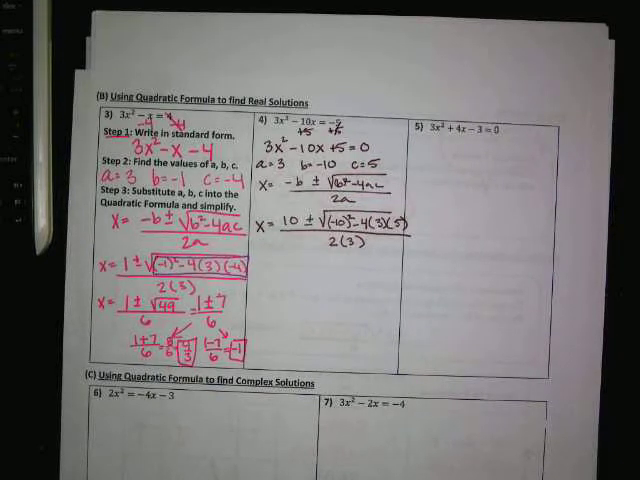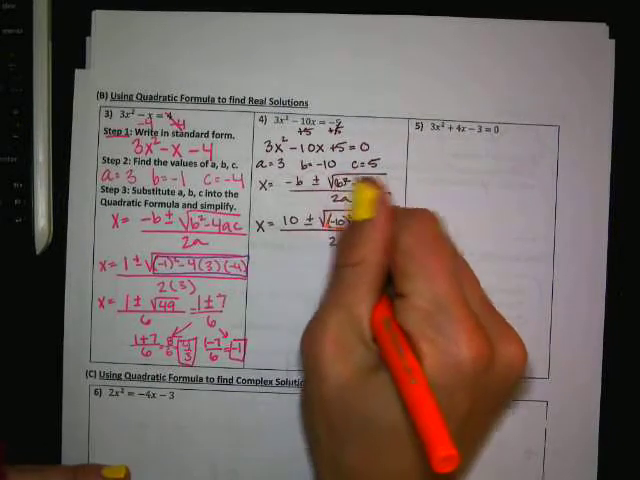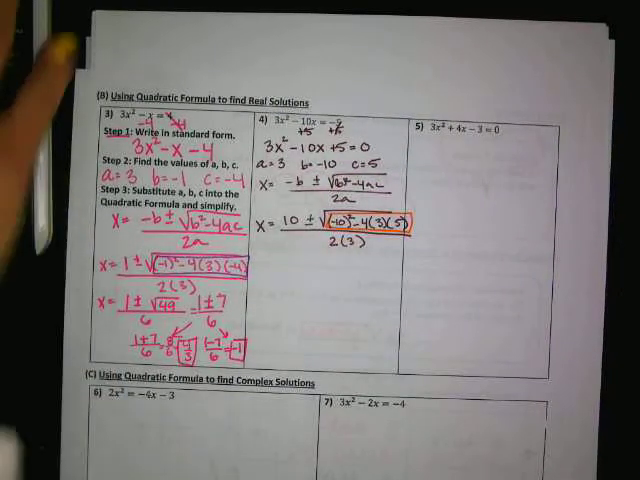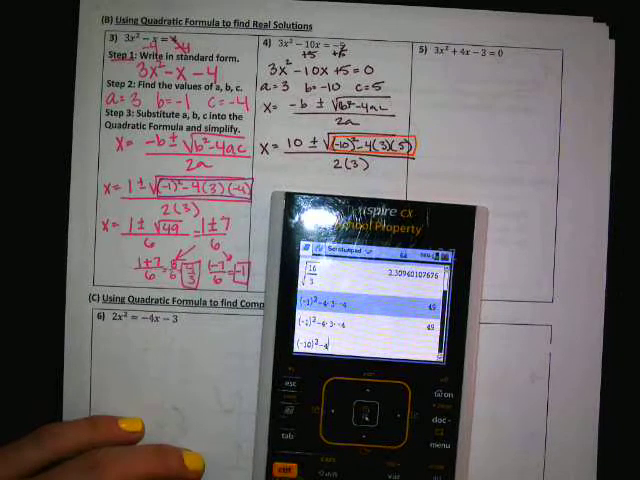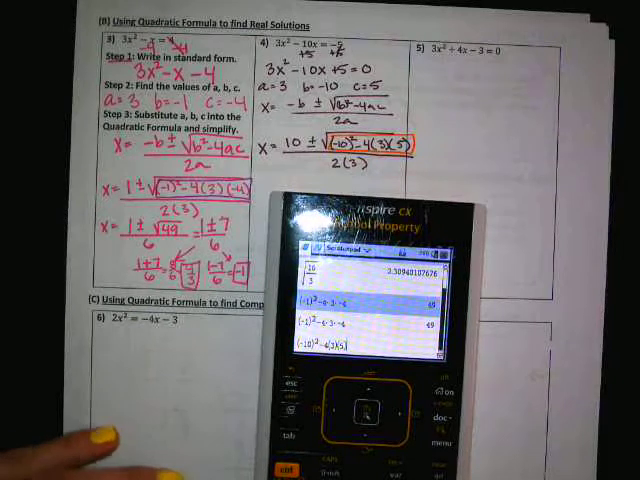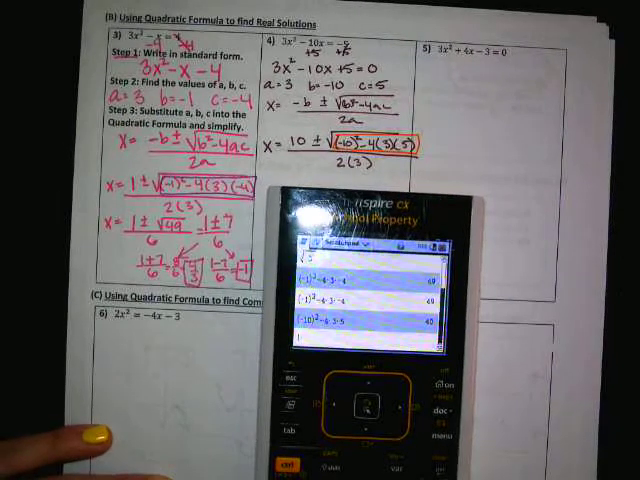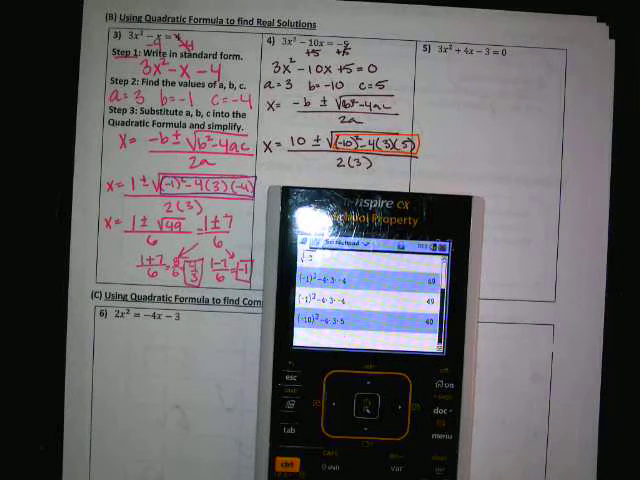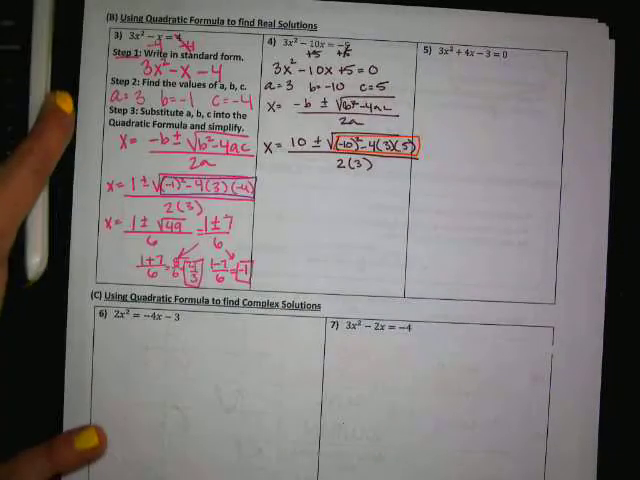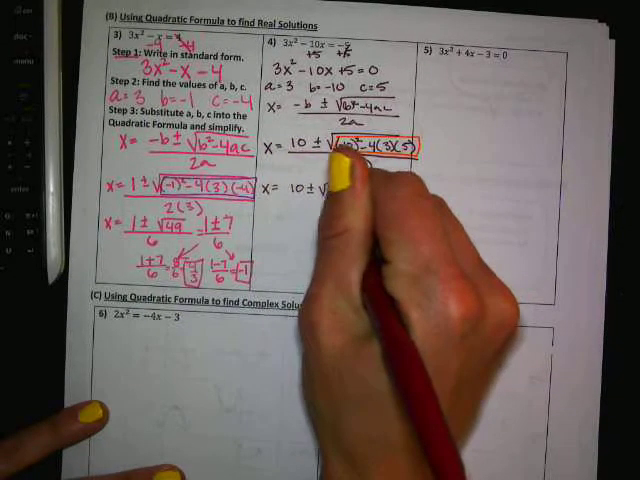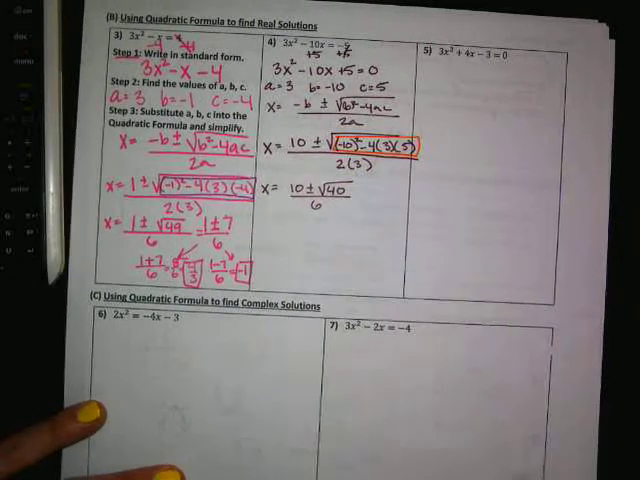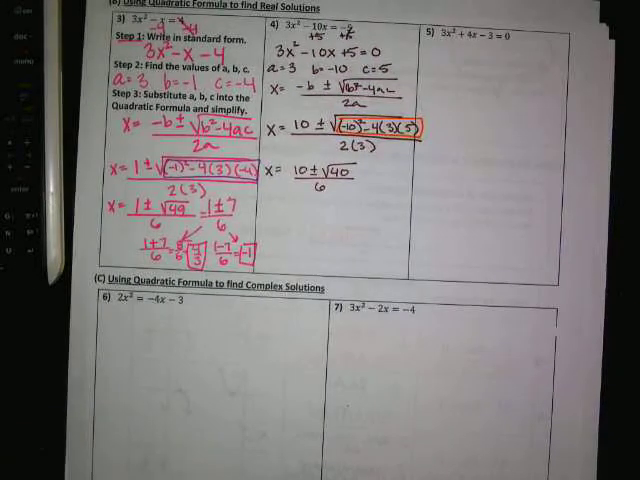All right, so just like before, we're going to type this stuff in the calculator. So negative 10 squared minus 4 times 3 times 5. And you get 40. So I have x equals 10 plus or minus the square root of 40 over 6. Are we good so far? Haven't lost any of y'all?